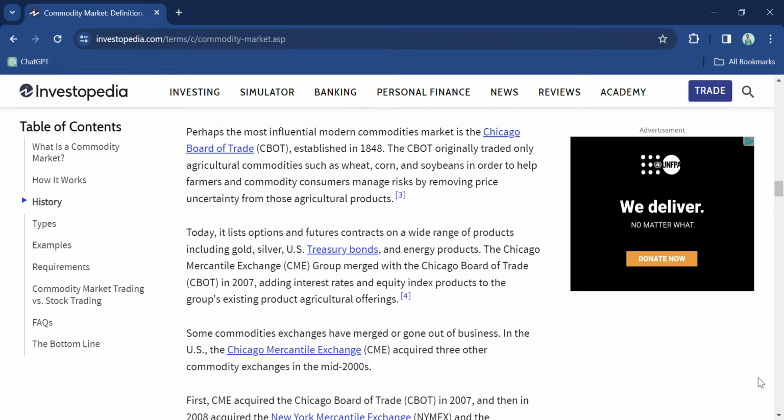The Chicago Mercantile Exchange (CME) Group merged with the Chicago Board of Trade (CBOT) in 2007, adding interest rates and equity index products to the group's existing agricultural offerings.